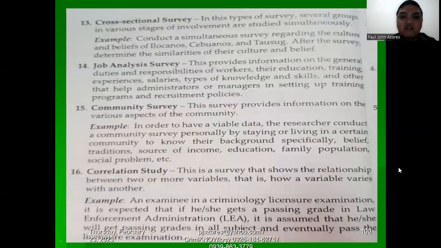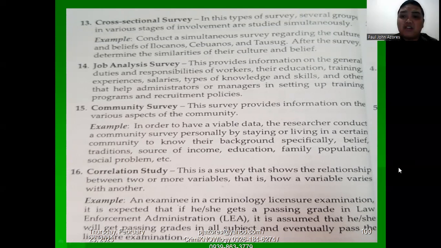Now, the cross-sectional survey. In this type of survey, several groups in various stages of involvement are studied simultaneously. Sabay-sabay na ini-study ang iba't ibang mga grupo at iba't ibang mga stage ng kanilang mga involvement. Conduct a simultaneous survey regarding the culture and belief of Ilocanos, Cebuanos, and Tausug. After the survey, determine the similarity of their culture and their belief. That's the example.